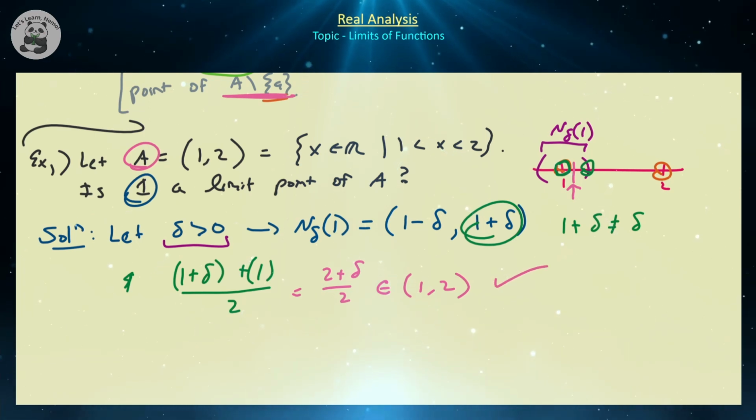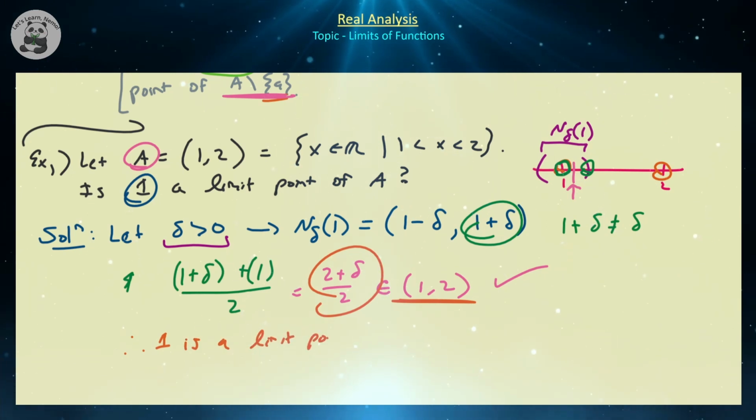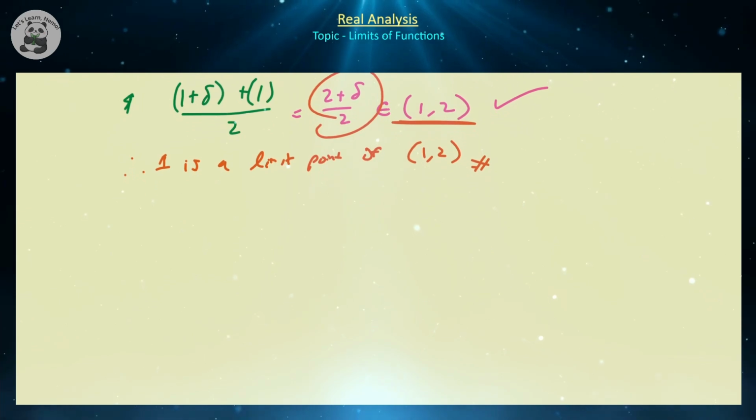and that always belongs to the interval (1, 2), right? So since we can always find a point in between for an arbitrarily small neighborhood around 1, that means that 1 is a limit point of the open interval (1, 2), right? Do you get the hang of it? So let's see if you can prove or disprove the next statement.